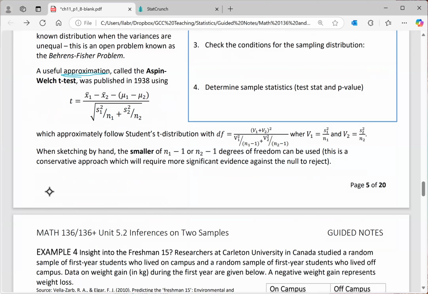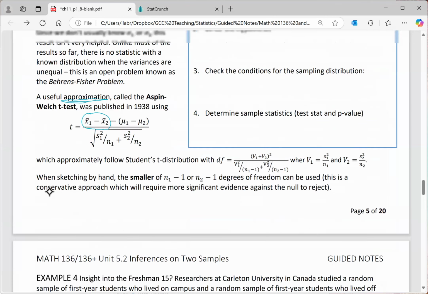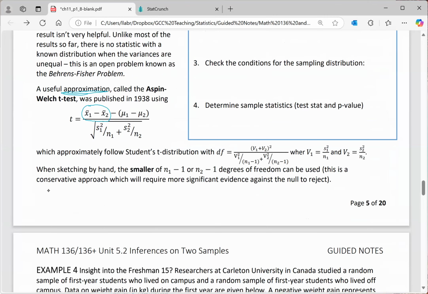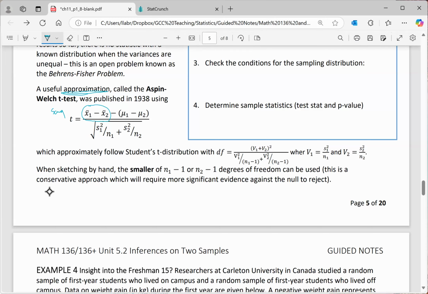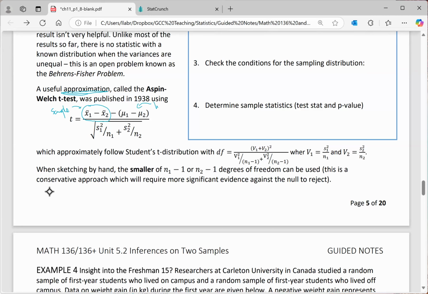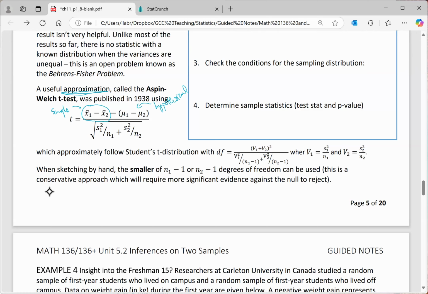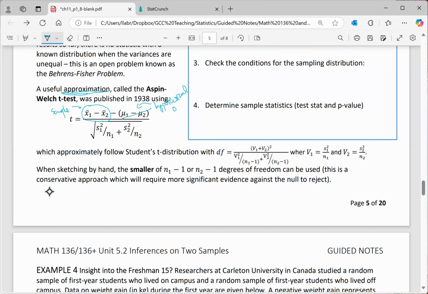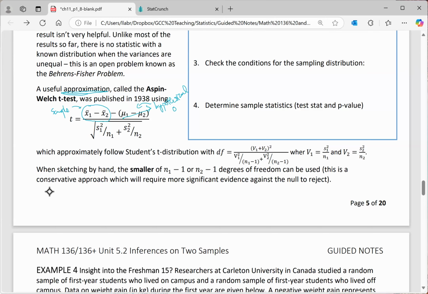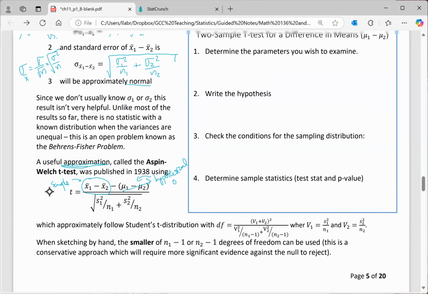So even though there's no way for us to know exactly what the distribution is, there is one major approximation that is very popular, and this is called the Aspin-Welch t-test. Look at how similar this is. This is x1 bar minus x2 bar, so this is our sample difference, sample stat, and then mu1 minus mu2, that's the hypothesized value, which is assumed to be 0 right now, so that could go away. And then at the bottom, we see S1 squared over N1 plus S2 squared over N2.